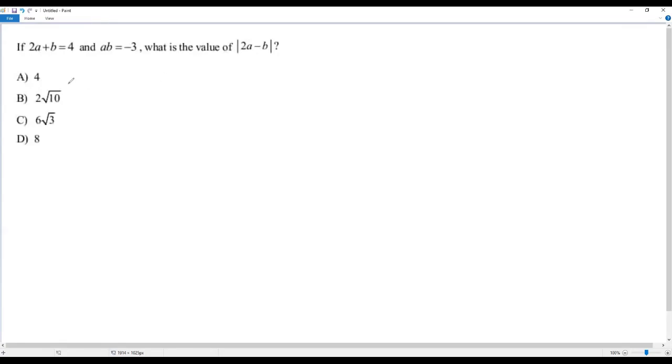Here we have a SAT math problem. Okay, let's go to the question. If 2a plus b equals 4 and ab is equal to negative 3, what is the value of the absolute value of 2a negative b?